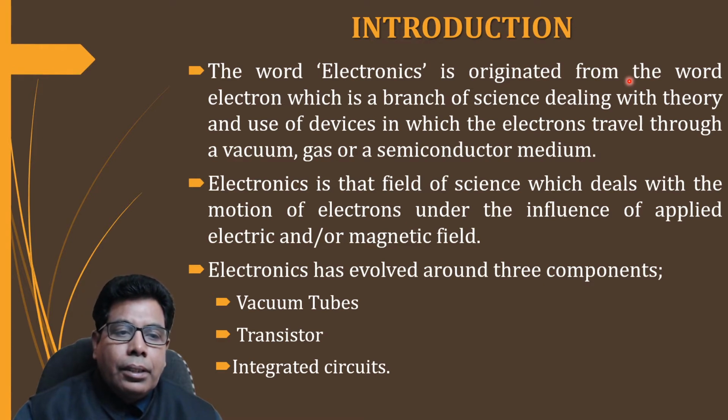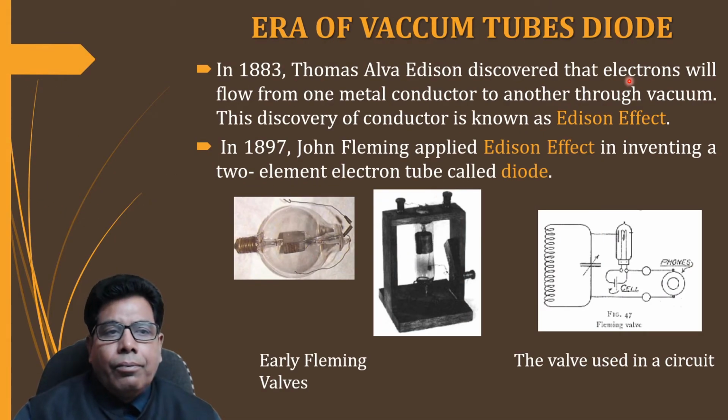So electronics has evolved around three components, basically: vacuum tubes, transistor and integrated circuits. Let us see the first era of vacuum tubes. So here first we'll take the diodes. Thomas Alva Edison discovered that electrons will flow from one metal conductor to another through vacuum. So this is known as the Edison effect.